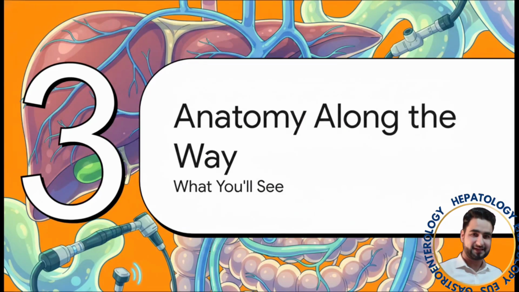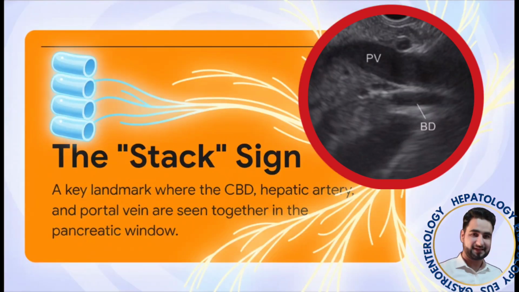Okay, so now that we know how to get there, let's talk about the scenery. Section 3 is all about the key anatomical landmarks you should expect to see during a successful trace. Knowing what to look for is just as important as knowing how to move the scope. And this is one of the most satisfying sights you can get in this procedure. It's called the stack sign. When you arrive in that pancreatic window, you'll often see these three structures all lined up. It's beautiful, and it's the perfect confirmation of your position. Seeing this vascular stack tells you without a doubt that you're looking at the distal CBD right where it should be.